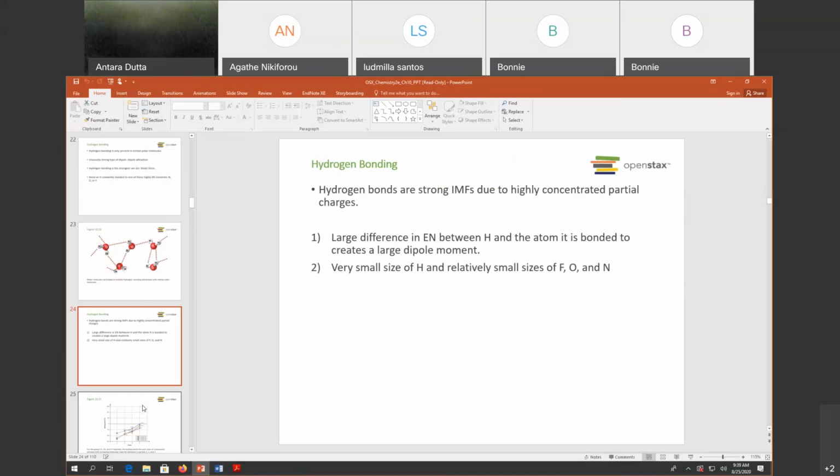So basically my point is that the C-H bond is non-polar. So do not write hydrogen bonding when you see hydrogen is connected to carbon. Only when hydrogen is connected to oxygen or nitrogen or F, fluorine, then you should have hydrogen bonding. Okay, so this is not hydrogen bonding. This is not hydrogen bonding.